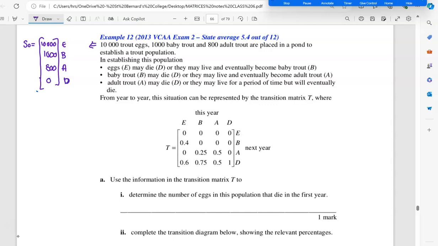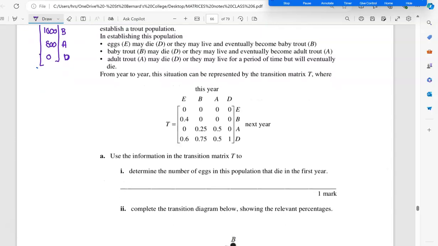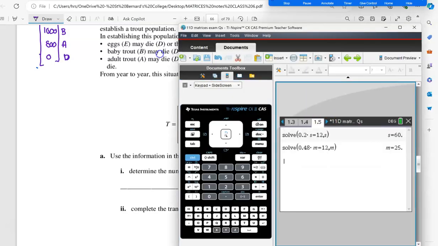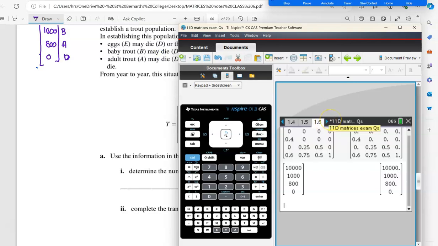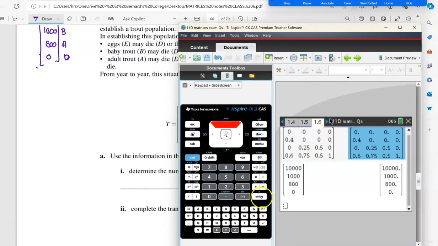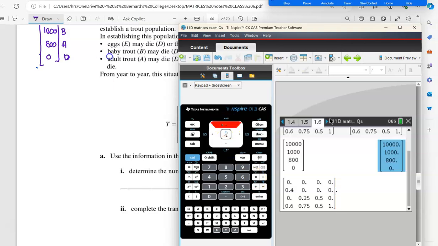So that was probably something you had to sort of think about. And then it says, here's the transition, and it says use this transition matrix to determine the number of eggs in the first year. So that's going to be S1. So we just want to know what E is. So I'd probably just pop it into the calculator. If we look, we have the transition, and we want to multiply it by S0 and press enter.